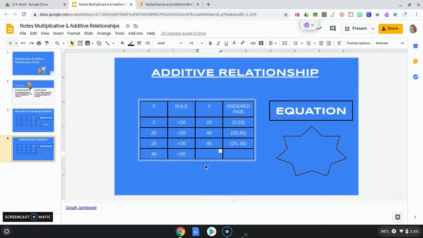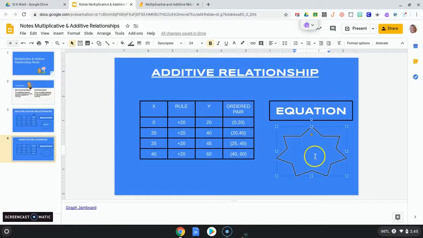Okay, it would be 40 plus 20 is 60. So when x is 40, y is 60. So I'm going to come over here to my equation, which is going to look a little different this time. But again, I always start with y equals.